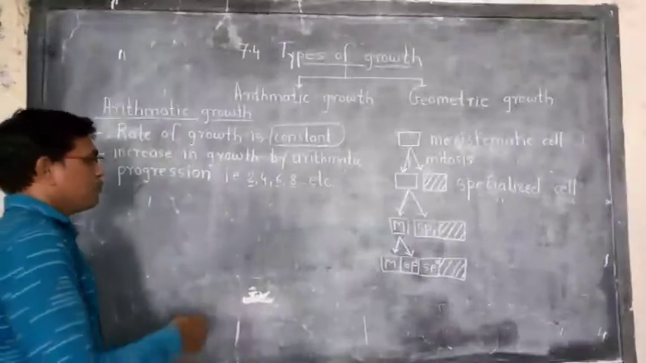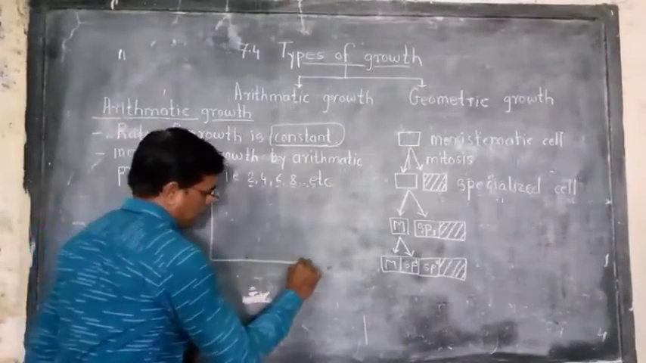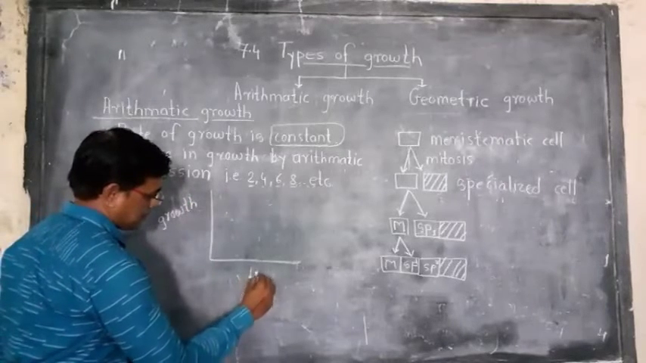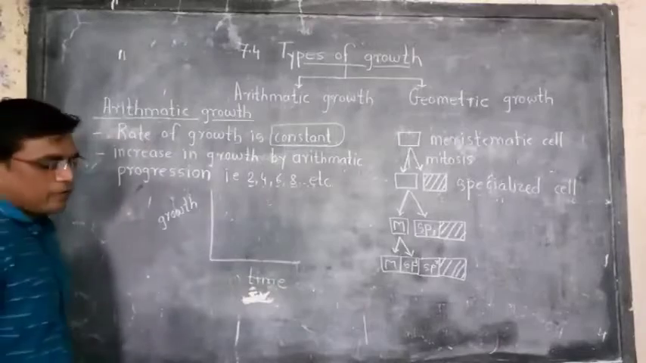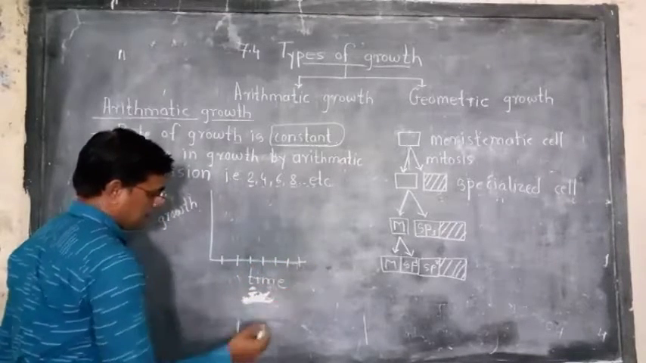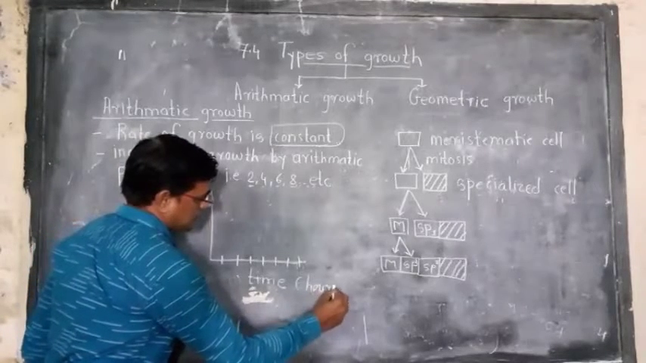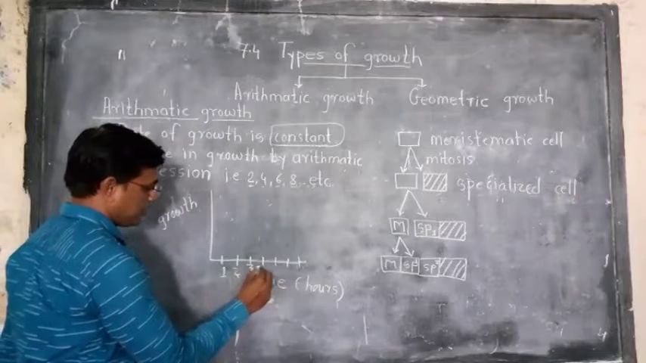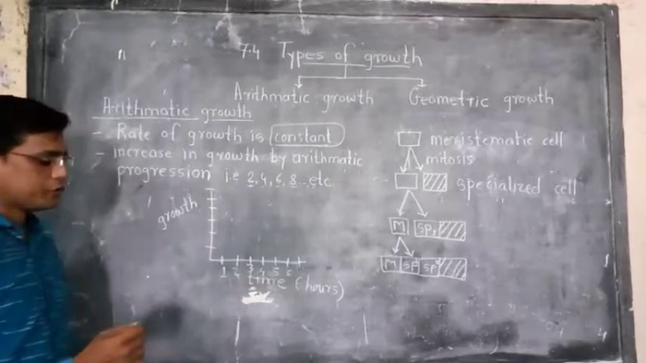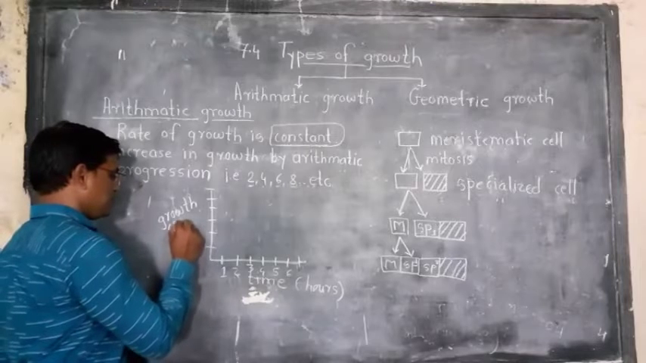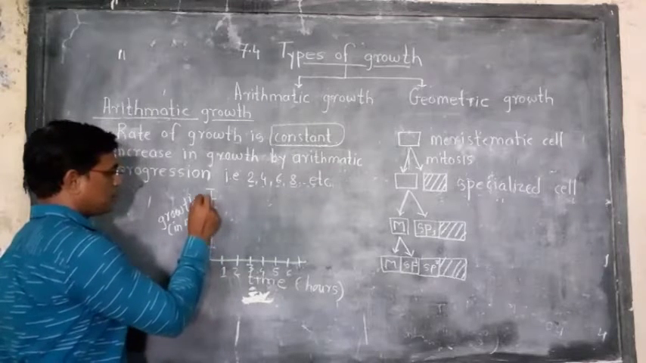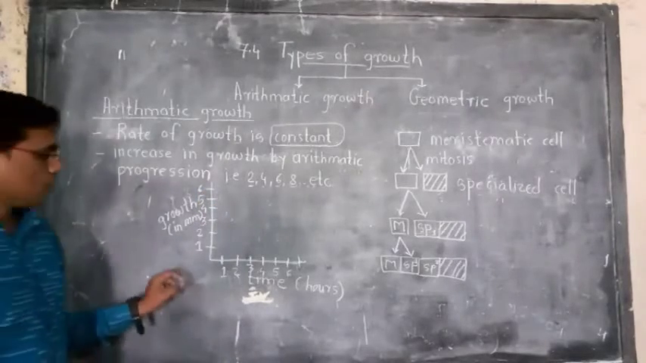Now if we plot a graph of growth against time, suppose we consider the time in hours: 1 hour, 2, 3, 4, 5, 6, etc. And this is the growth in millimeters: 1 millimeter, 2 millimeter, 3 millimeter, 4 millimeter, 5, 6, and so on.